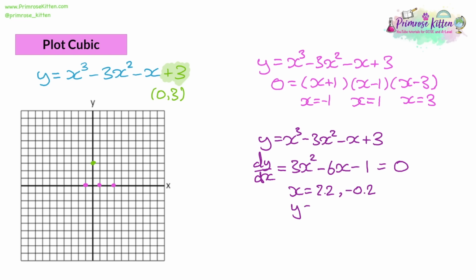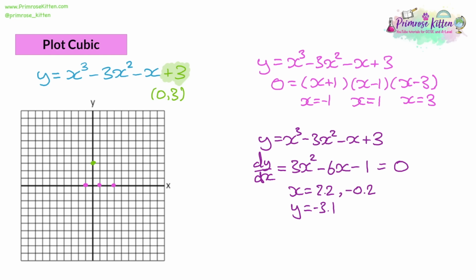So to get the y coordinates, we're going to substitute those into our original equation. So we're going to do 2.2 cubed, take away 3 lots of 2.2 squared, take away 2.2, and then add 3. And so for the y coordinate, that's going to give us negative 3.1 to 1 decimal place for the first one. Then do the same with the second one.